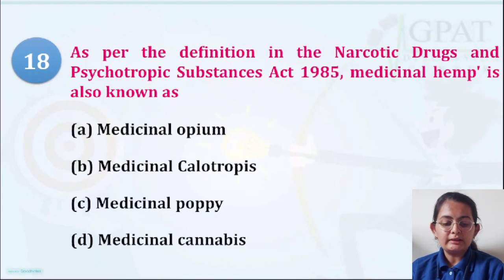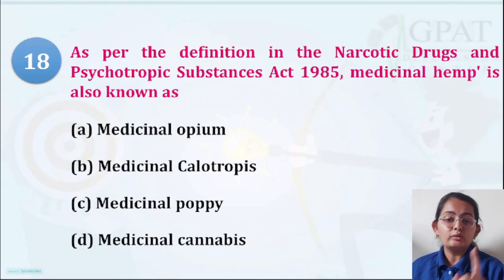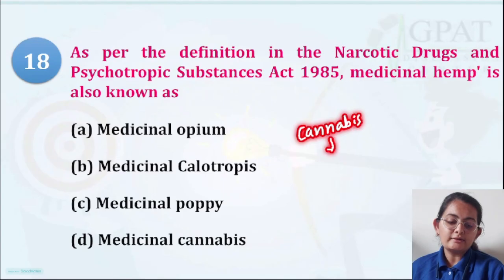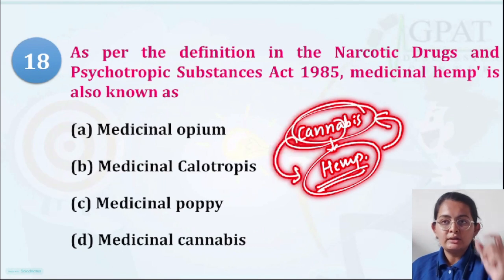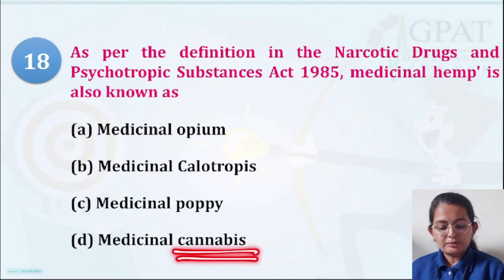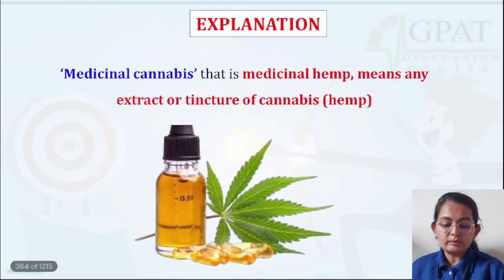Question number 18, as per the definition of the NDPS Act, medicinal hemp means what? It is also known as what? Medicinal opium, medicinal calotropis, medicinal poppy, or medicinal cannabis. You must be knowing it. I told you earlier as well that cannabis is also known as hemp. So whenever any question has hemp in it, that means cannabis. Any question which has cannabis in it, that means hemp. One and the same thing. Here only option D has cannabis written over it. That's why medicinal hemp is nothing but medicinal cannabis.